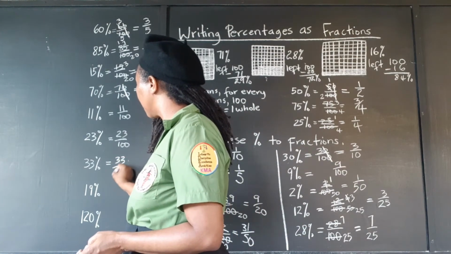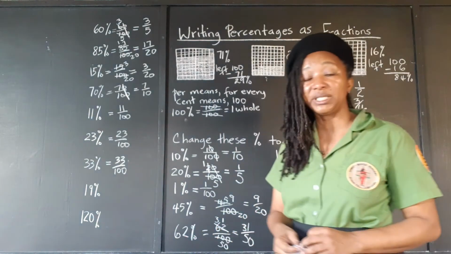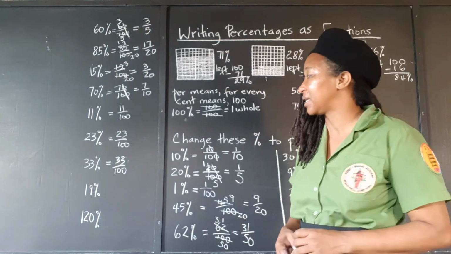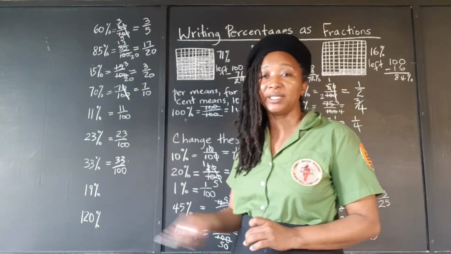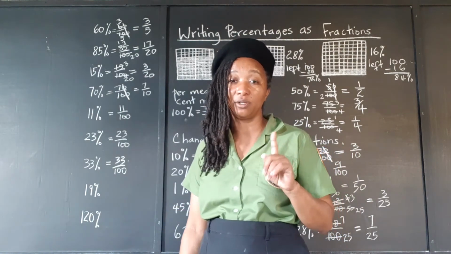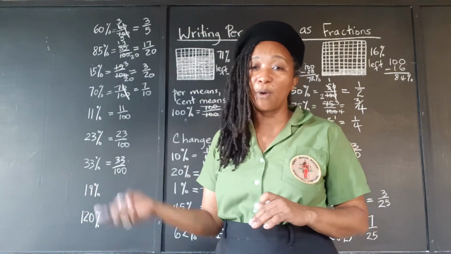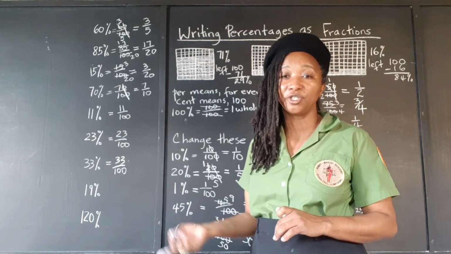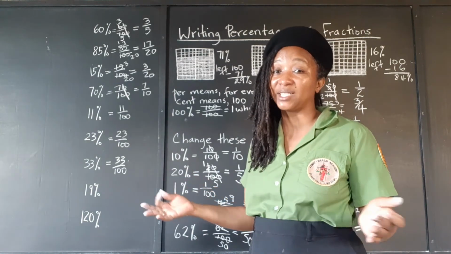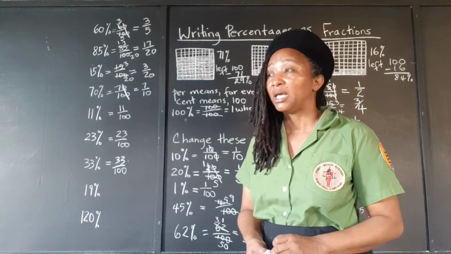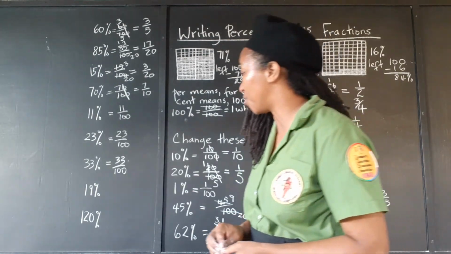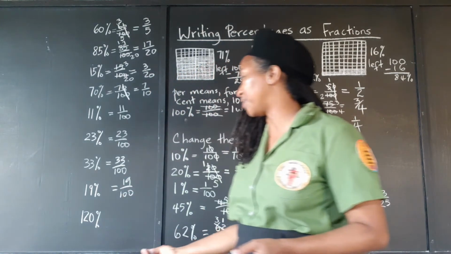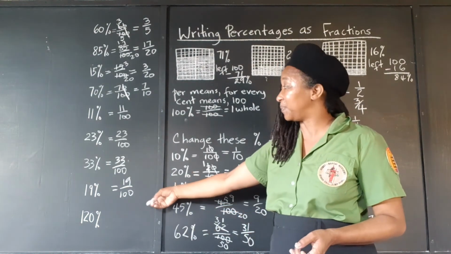33%, I believe that too is in its simplest form. 33 is not a prime number, it's composite, but no factor of 33 is a common factor of 100 except for 1, which if we divide by 1 we get the same result. So 33 out of 100 is in its simplest form. As big as those numbers seem to be, the fraction is actually in its simplest form. And 19 out of 100, again, 19 is a prime number and it cannot go into 100. This is the simplest form.